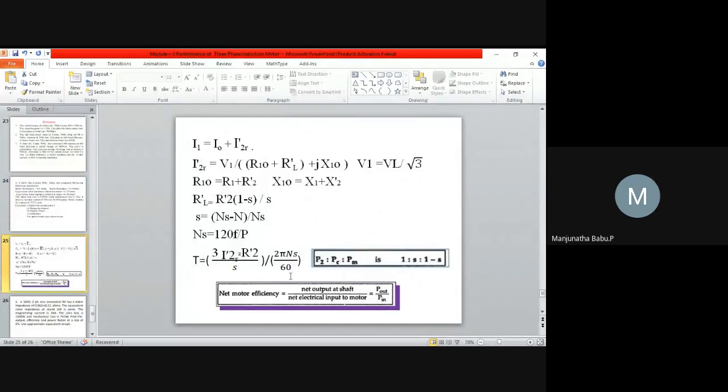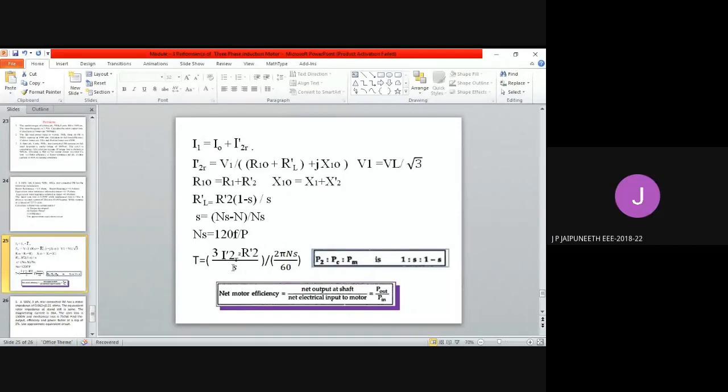P2 is equal to 3 into I2' square into R2' divided by S, and omega s is equal to 2 pi Ns by 60. Substitute in this formula and find the torque. So we'll be getting the torque.